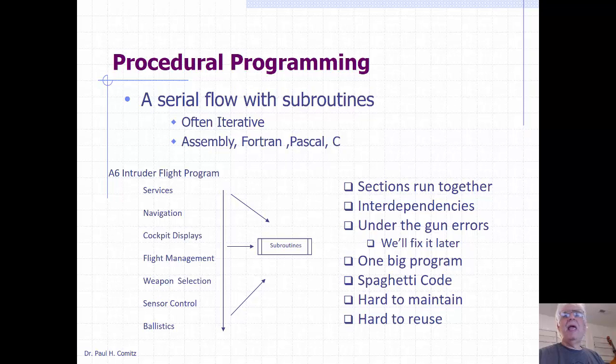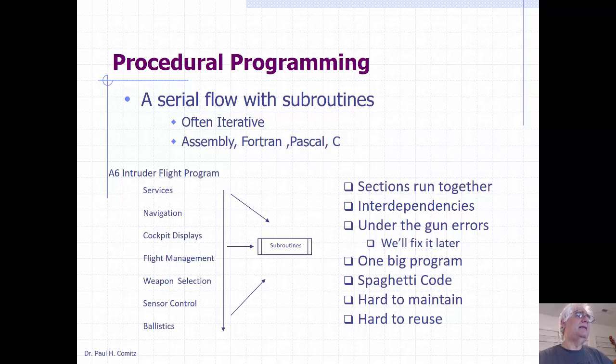This was followed by navigation, where we would prepare the flight instruments. It was pre-GPS, so an inertial platform. You had to get the platform straight and level before you went flying. There's also a gyroscope, a gyro compass in the airplane. We ran all the cockpit controls and displays. We did flight management, navigating the airplane from point to point on the flight plan. There was weapon selection, sensor control, running the radar and the infrared, and some ballistics calculations.